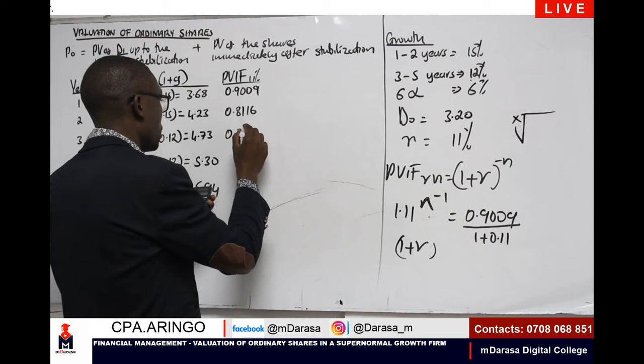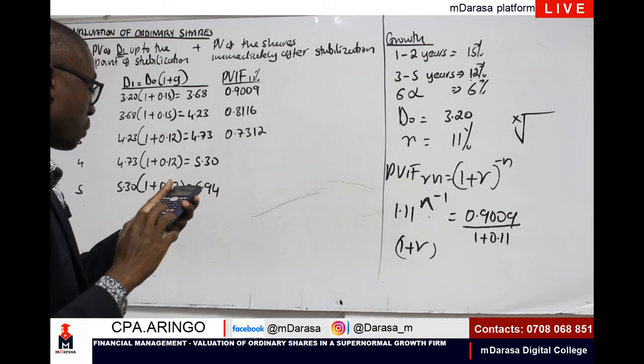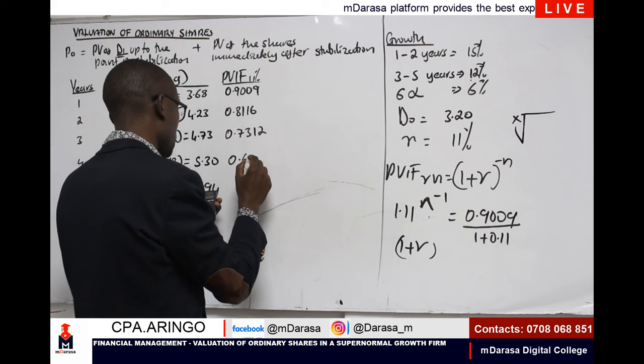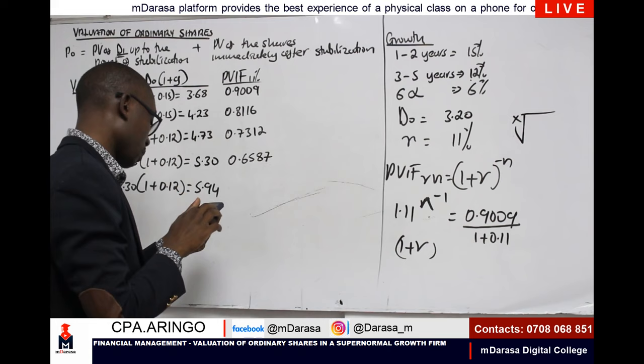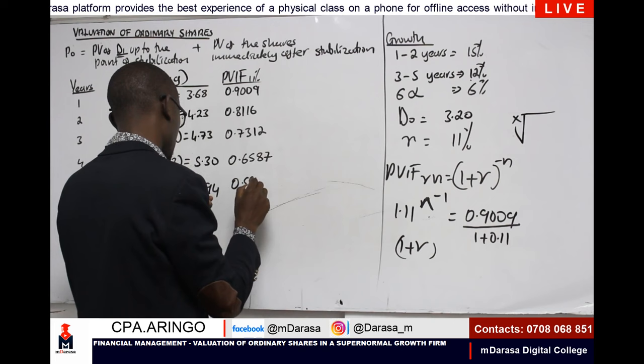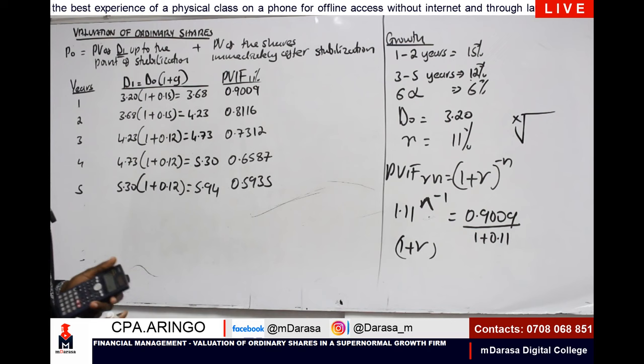Divide by 1.11 to give us 0.7312, divide by 1.11 to give us 0.6587. We divide by 1.11 to give us 0.5935. So we have determined our present value interest factor.